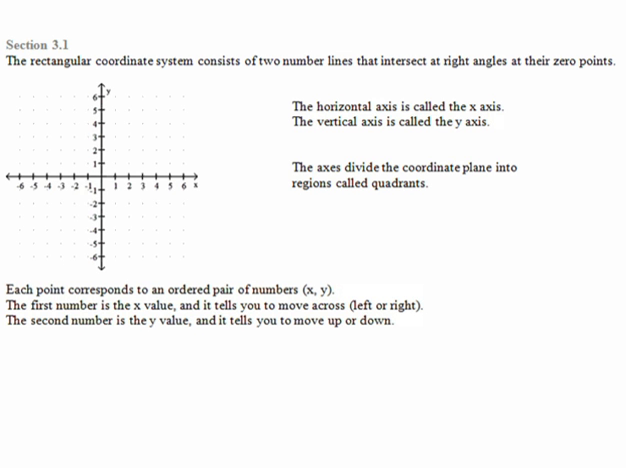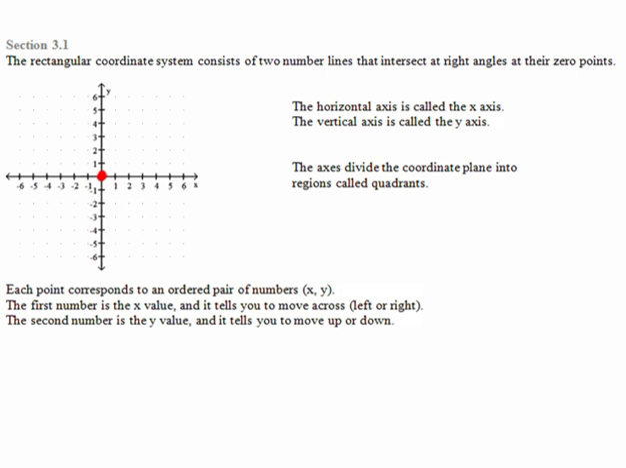In section 3.1, which is about graphing points, we're only going to graph points. A rectangular coordinate system consists of two number lines that intersect at right angles at their 0 points. Their 0 points are called the origin. So this red dot that I put on the coordinate plane is called the origin.